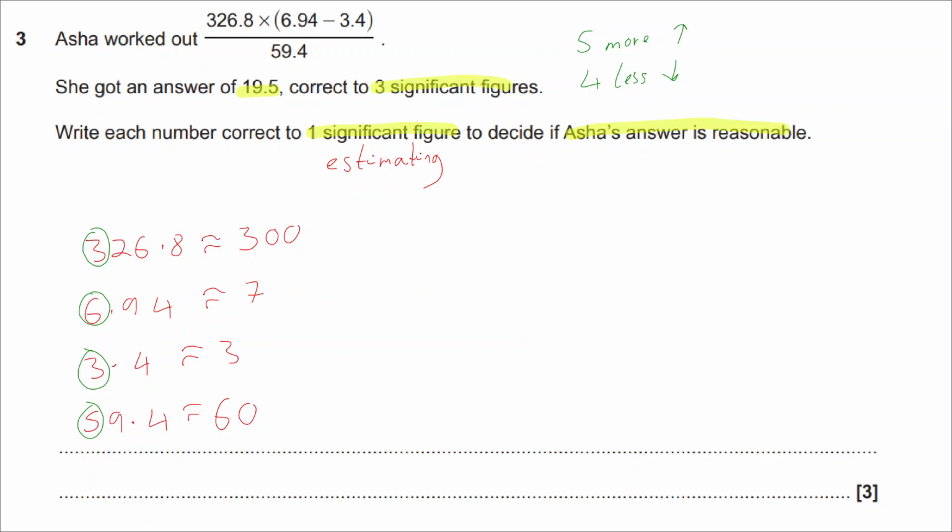So now putting these numbers in for what we've got up here as our estimations, we're going to be getting 300 and then timesing it by the bracket, which is going to be 7 take away 3, all being divided by 60.